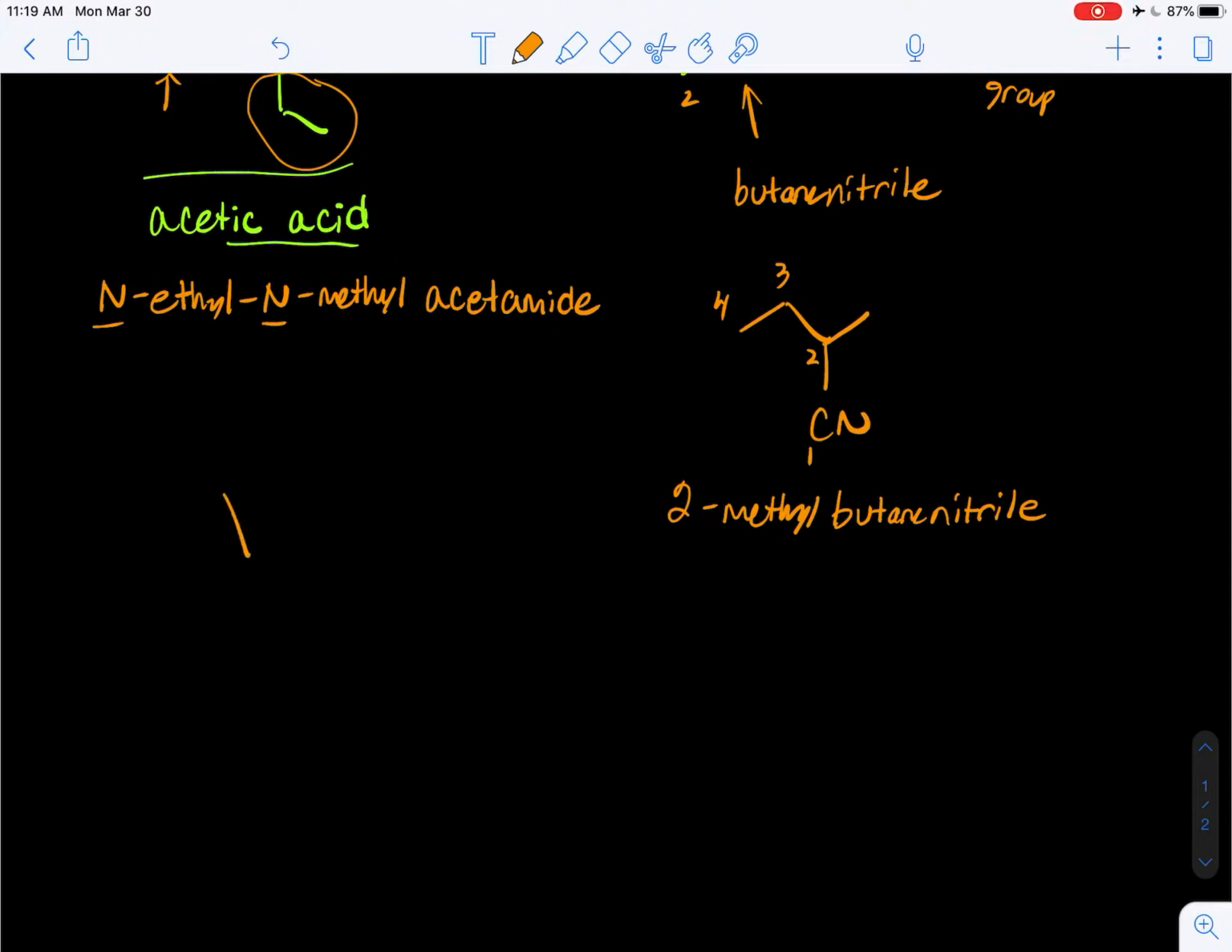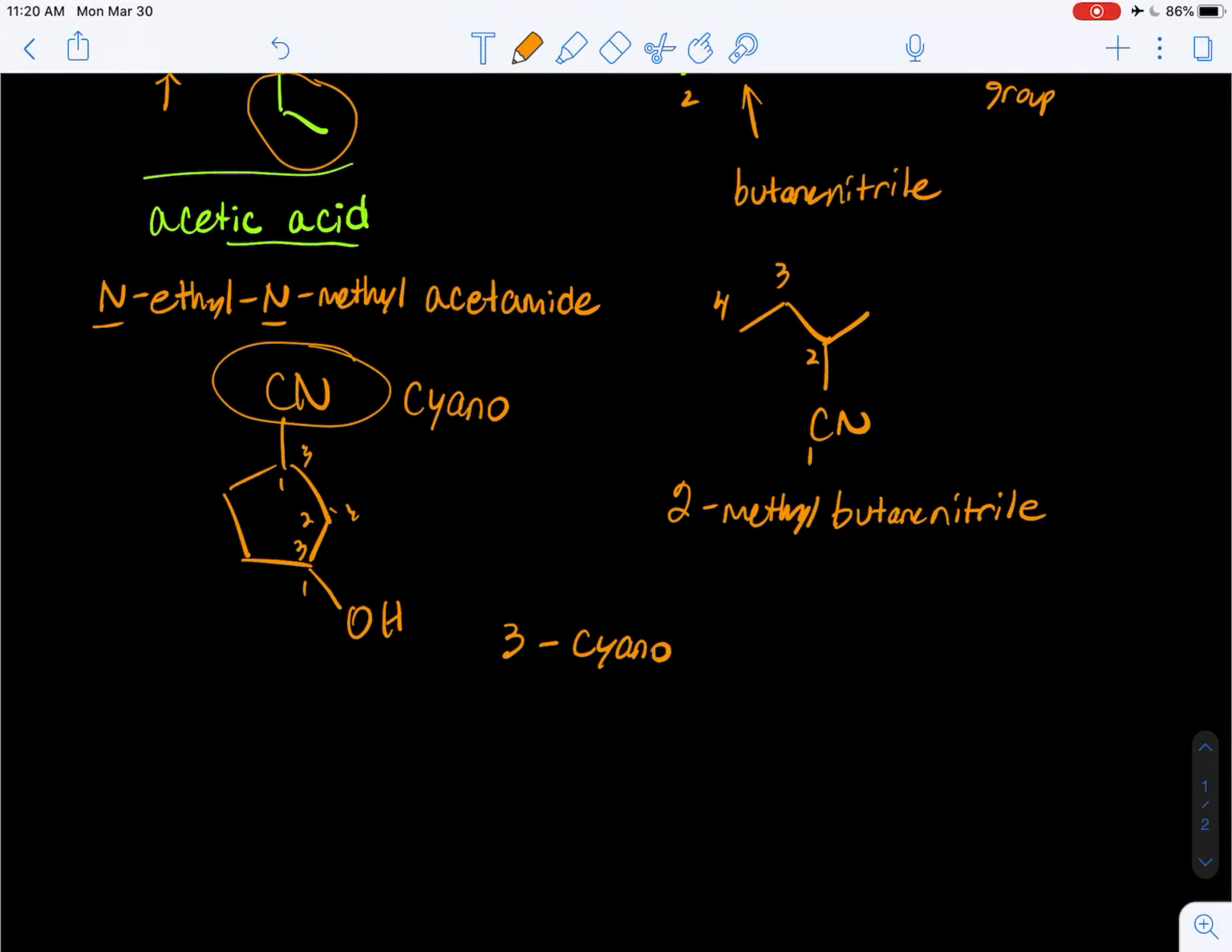Now, if you have a more complicated molecule and you're not sure really how to name the longest chain or something like that, you could name this as a cyano group. Okay, a cyano group. So we could call this 1-cyano such, okay? So this would be, I think it would actually be, the alcohol would be at carbon 1, so we would call this 3-cyanocyclopentanol.